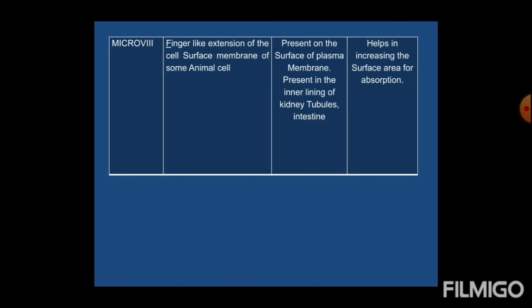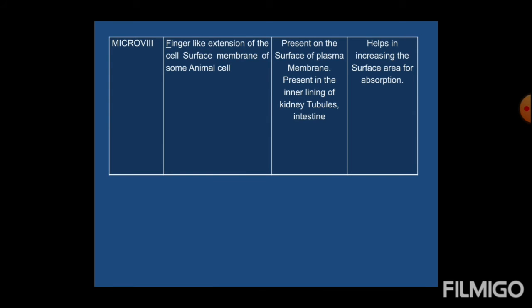Microvilli. If I go back to your class 9th knowledge, you've already studied villi. Villi and microvilli are almost the same in structure. They are finger-like extensions on the cell surface membrane of some animals. Microvilli are present on the cell membrane, and they give the cell membrane an appearance of a brush border. Brush border means you have seen the paint brushes, the whitewash brushes, no? So it gives an appearance similar to that brush.